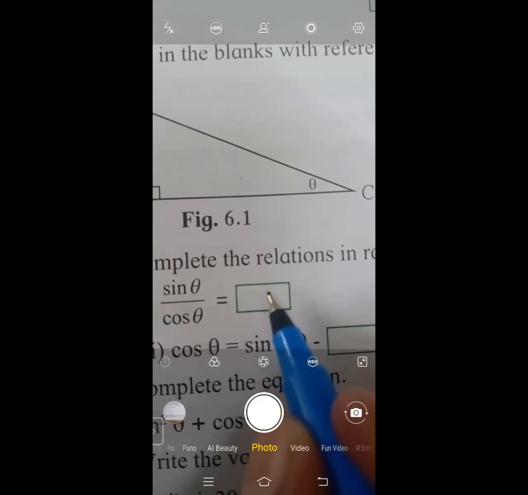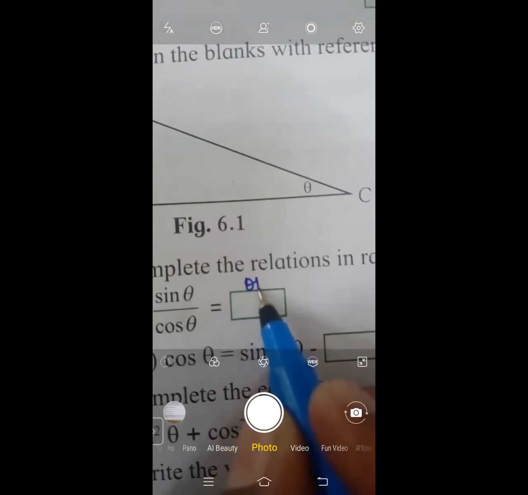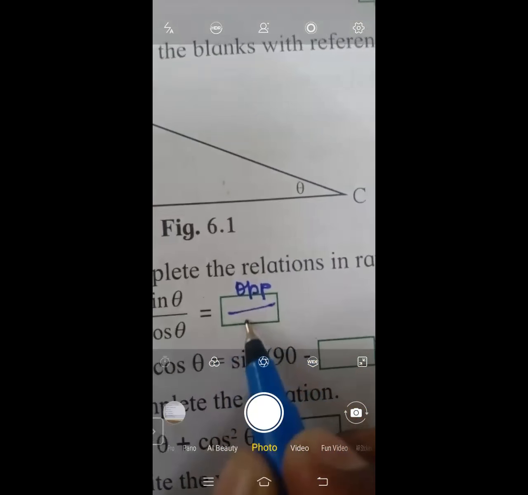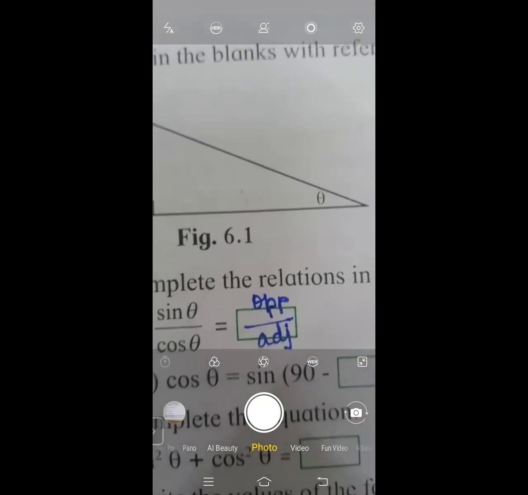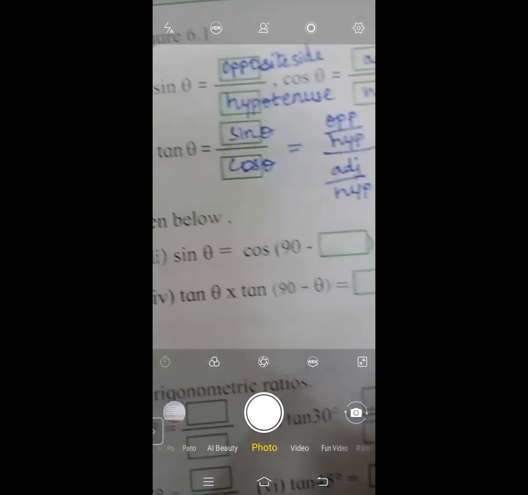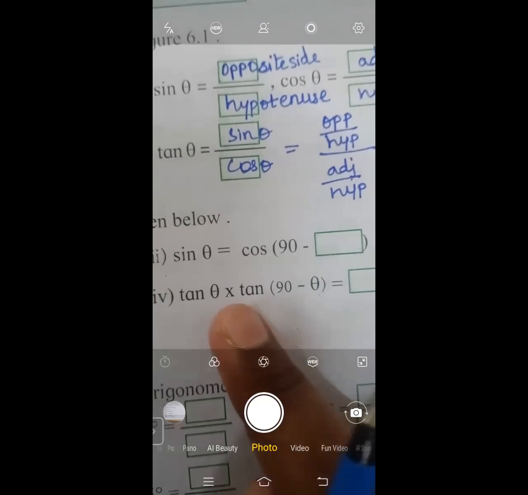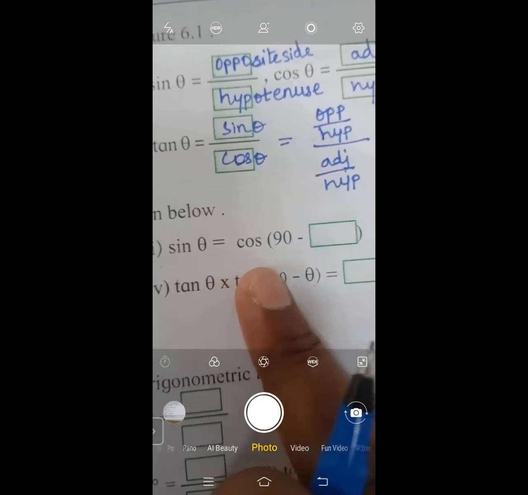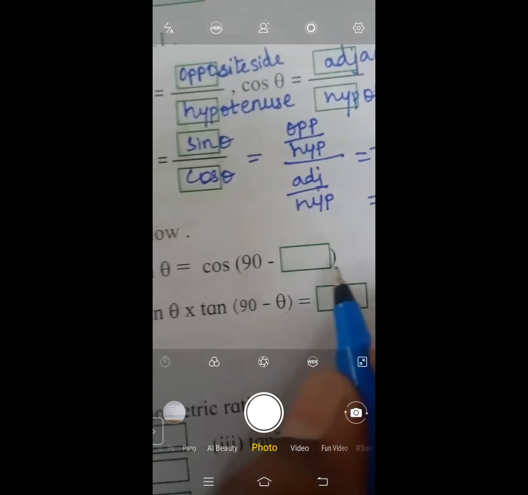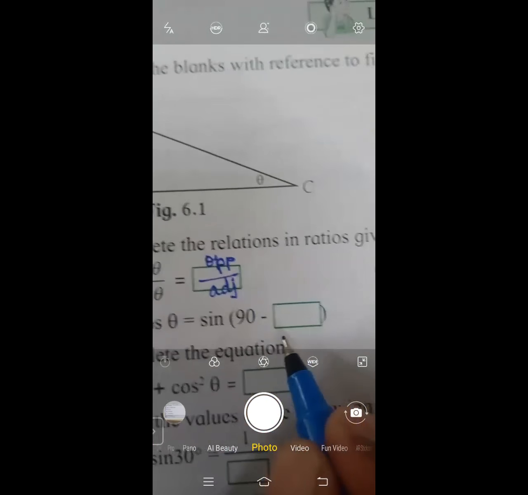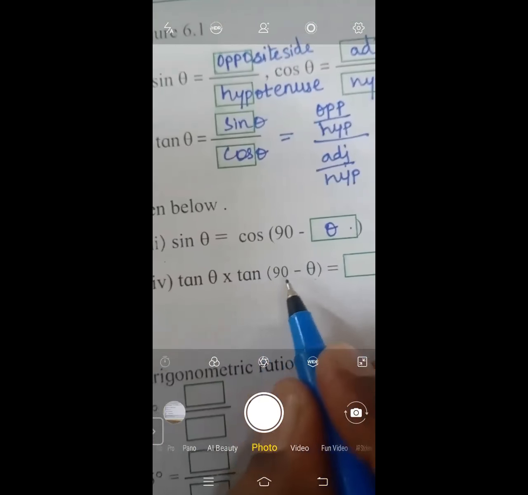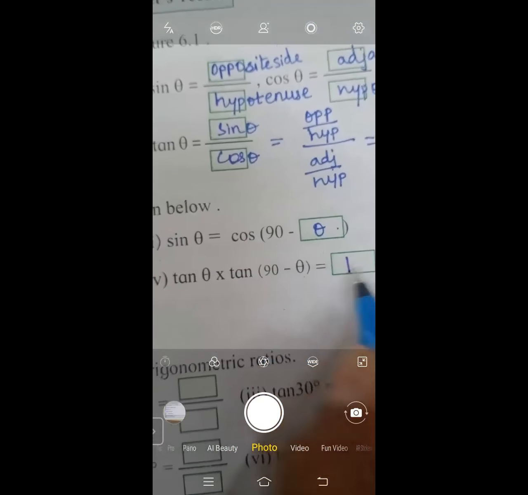So what is sine theta upon cos theta? It is opposite side upon adjacent side. These are the short forms which are usually written. We will substitute values. Now sine theta equals cos 90 minus theta. Cos theta is equal to sine 90 minus theta. Tan theta into tan 90 minus theta equals 1.